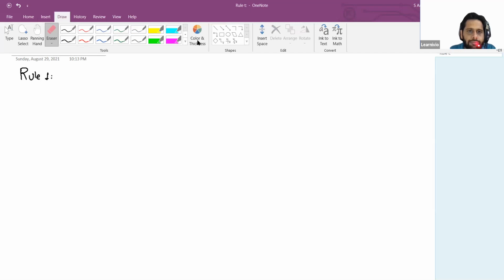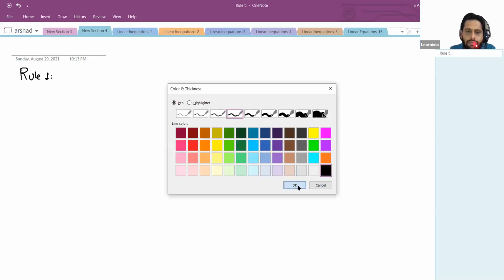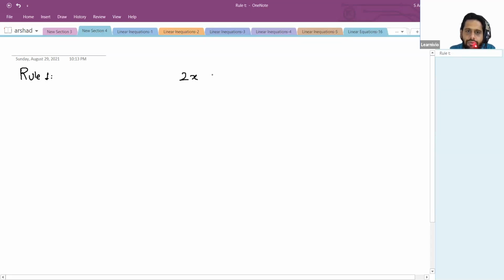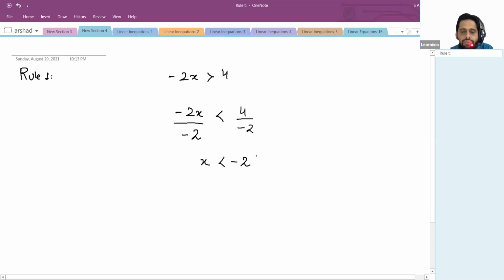Suppose we have this inequation 2x greater than 4, but minus 2x greater than 4. If we are dividing an inequation with a negative number, then the sign will change. So in an inequation, if we are dividing it with a negative number, then the sign will change. So this will give us x less than minus 2.